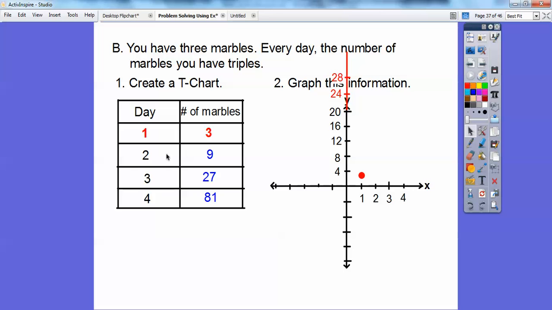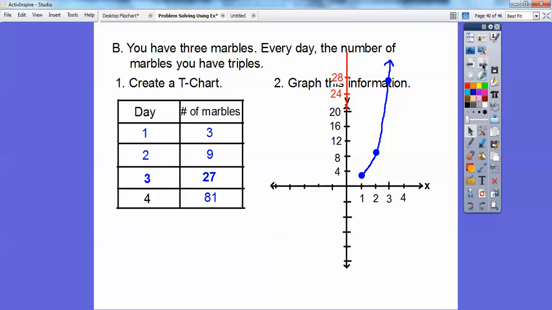So now I'm going to go over 2 up 9. Over 2 up 9, so it's a little bit past 8. Now I'm going to go over 3 up 27. That's going to be way up here, not quite to 28, but almost to 28, okay? All right, can you see that kind of tall, skinny J curve right there?